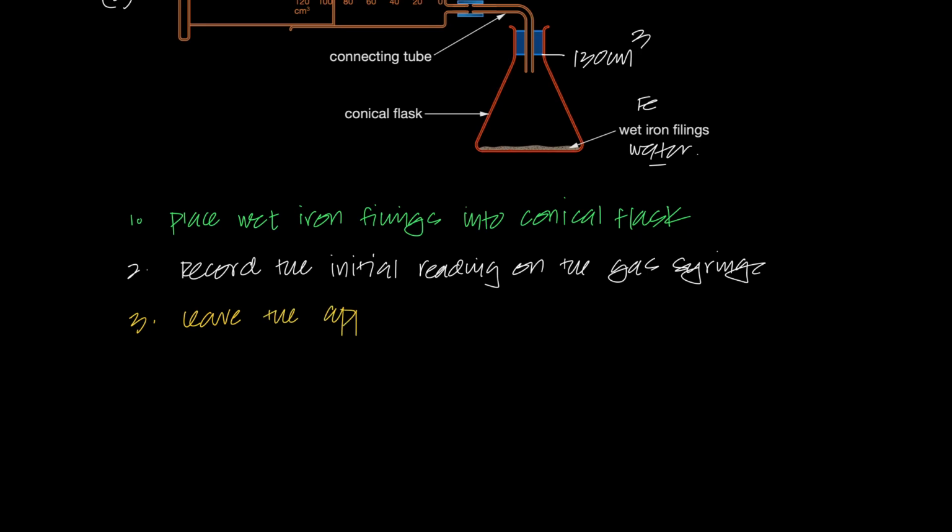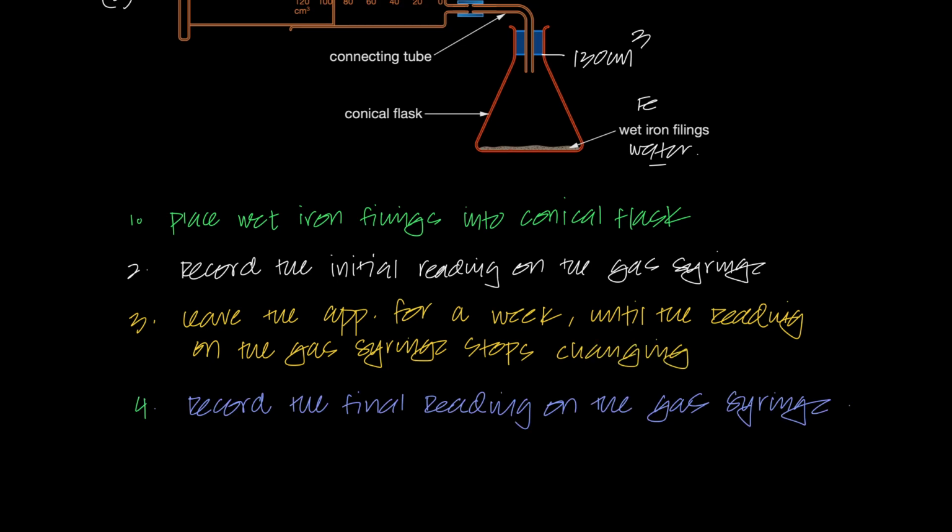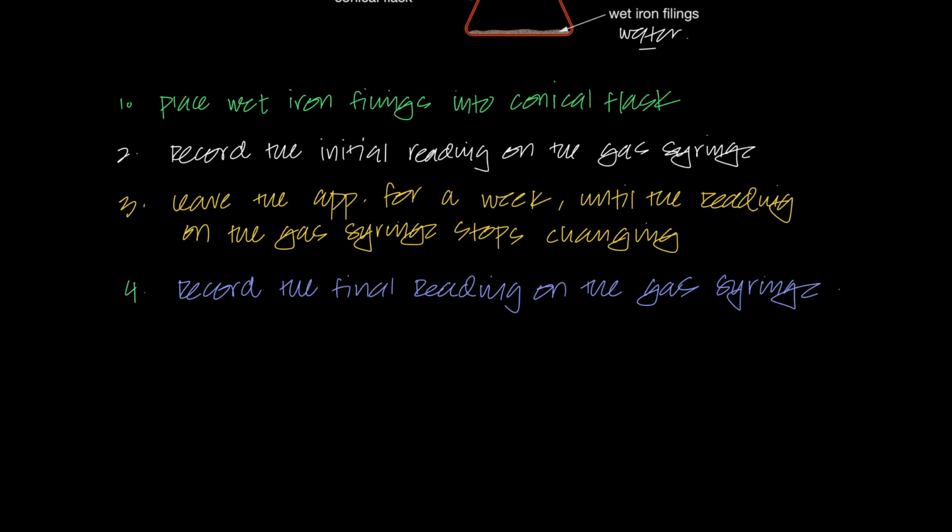So obviously what's going to happen is that the plunger is going to slowly move inwards because the oxygen is going to be used up by the wet iron, because obviously rusting is going to take place. So you're going to leave the apparatus for a week until the reading. It's not necessary that it must be a week, but you just need to wait. You have to leave it until the reading on the gas syringe stops changing. Usually it takes about a week, right? And then you're just going to record the final reading on the gas syringe.